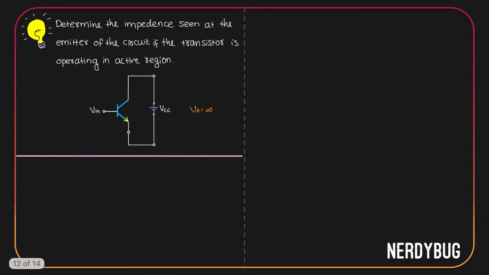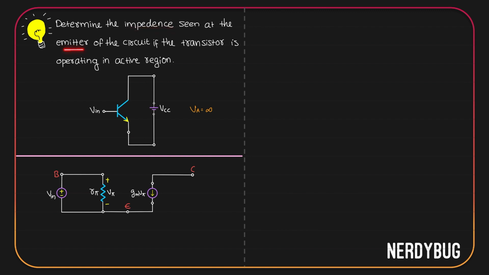Let us solve another problem. We have to determine the impedance that is seen at the emitter of the circuit if the transistor is operating in active region. It is given that the early voltage is infinite, which means we can ignore the early effect. The input has to be connected at the base. Now we have to find out the impedance that is seen at the emitter. So Vx will have to be connected at the emitter like this.